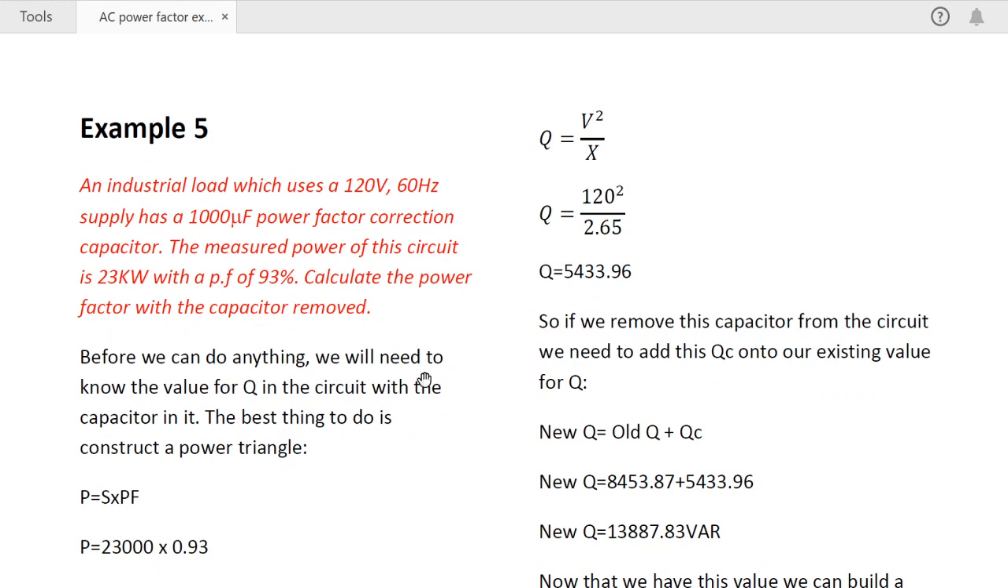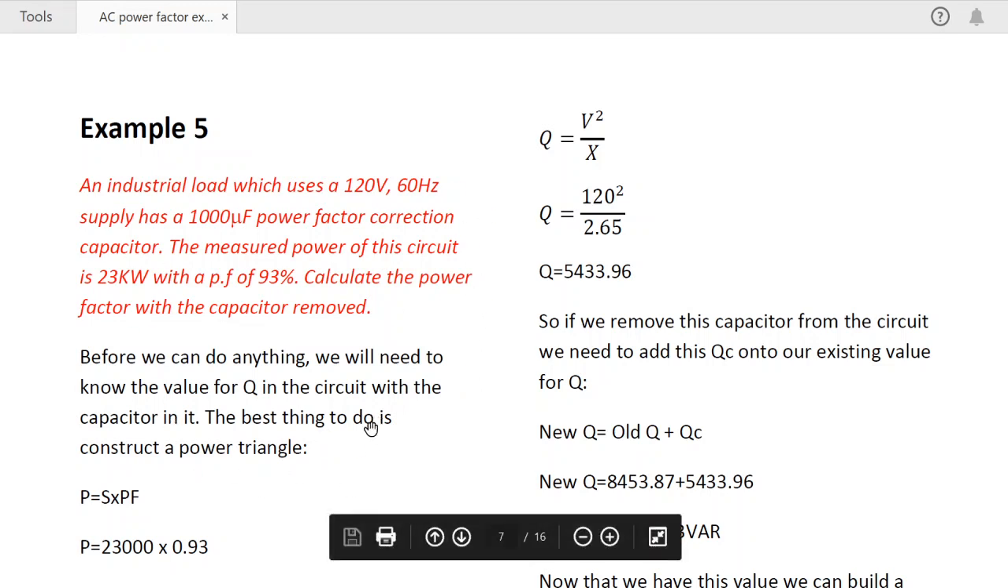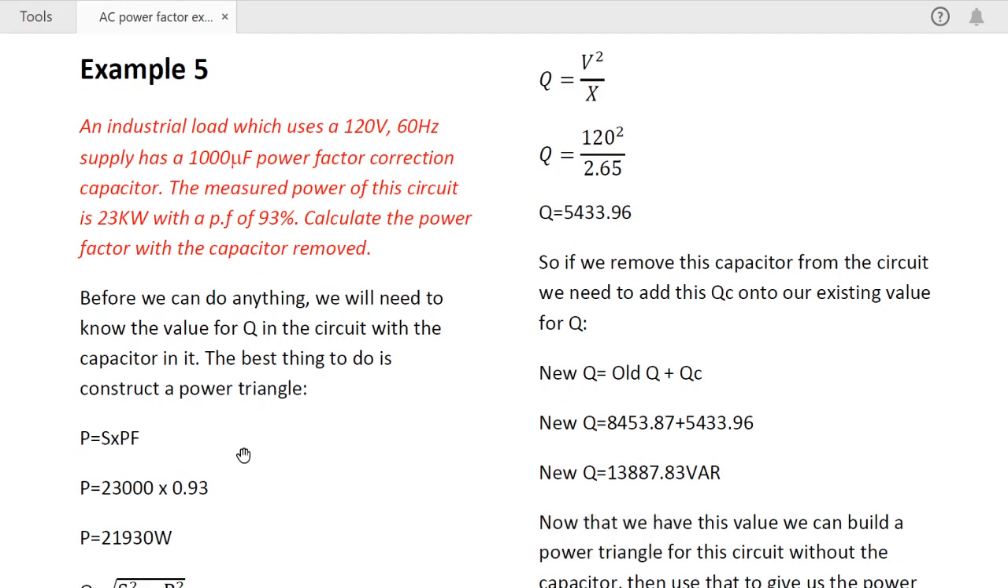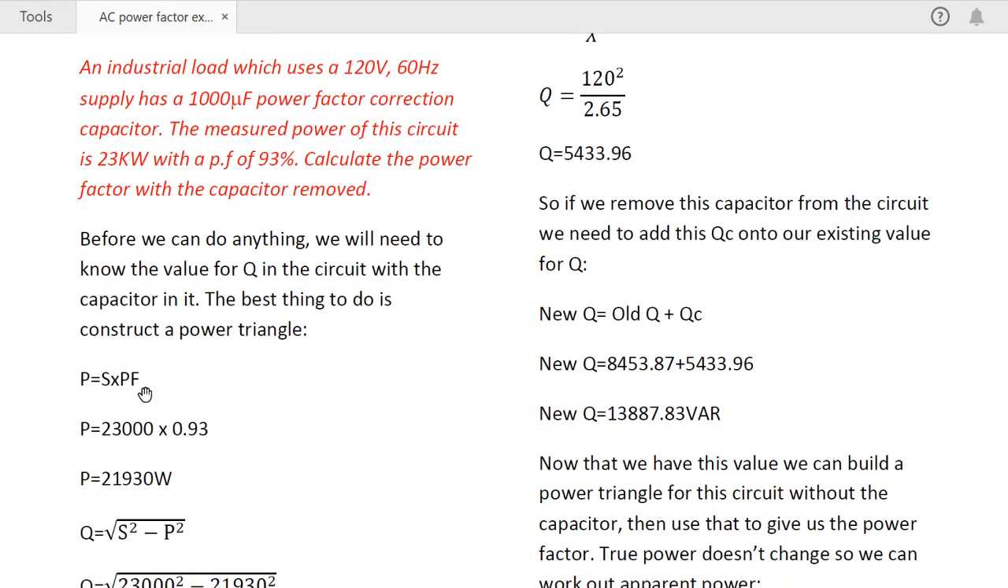Before we can do anything, we will need to know the value for Q in the circuit with the capacitor in it, so in its current state. The best thing to do is to construct a power triangle. And if you take anything out of this, just build a power triangle. For every question like this that you see, put together a power triangle. It's going to make your life easier.